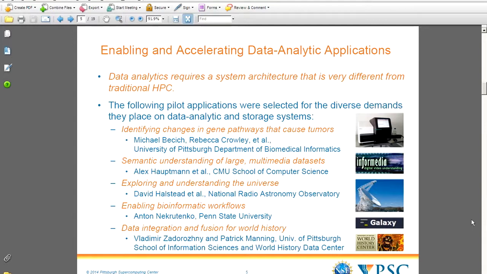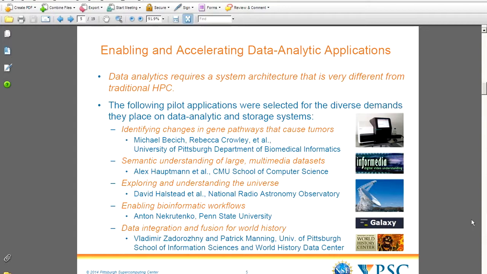The real point of Data XSL is to enable and accelerate data analytic applications. So we're trying to go here beyond what we did in traditional HPC, which of course we have been doing at PSC for a long time. And what we know is that data analytics imposes constraints on the architecture that are actually very different from traditional HPC.